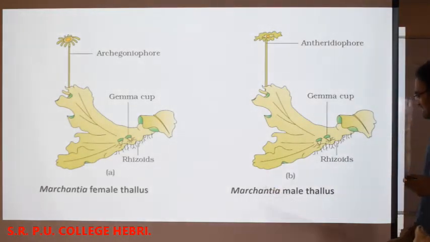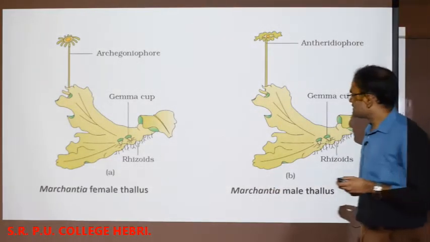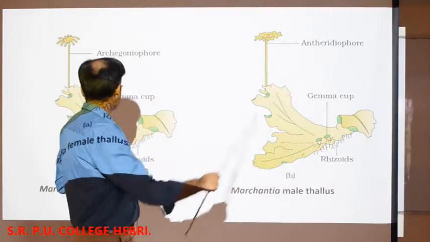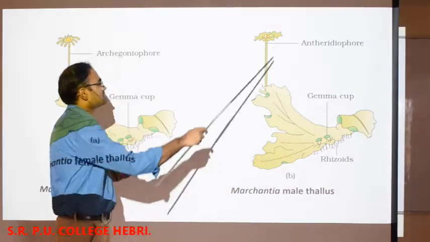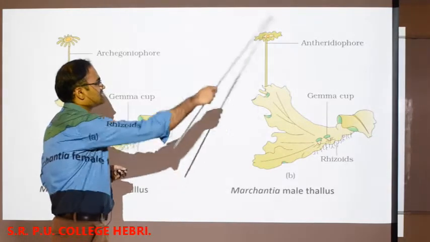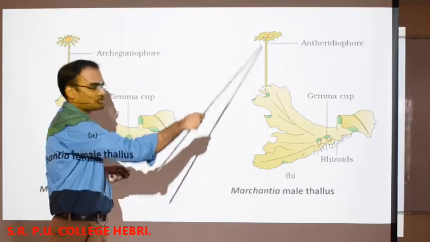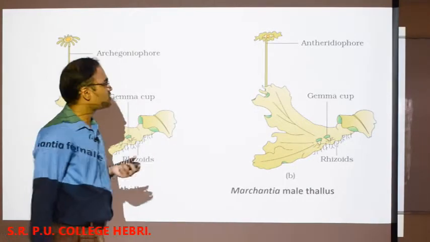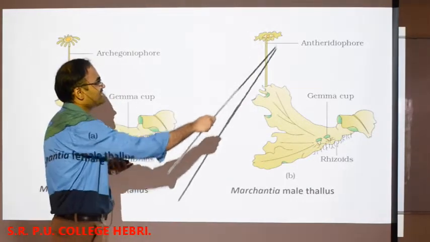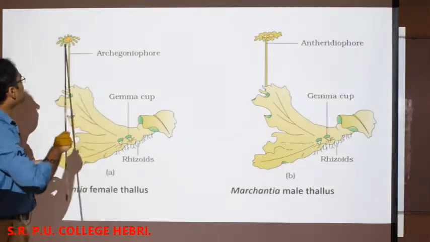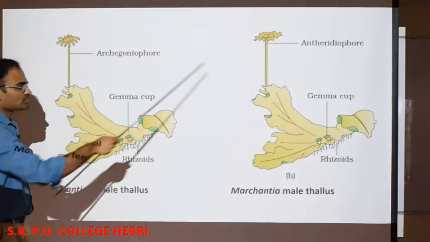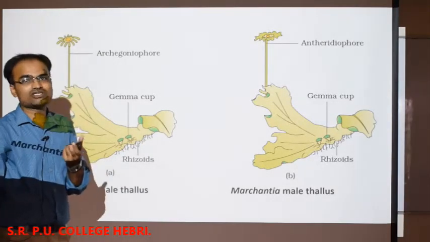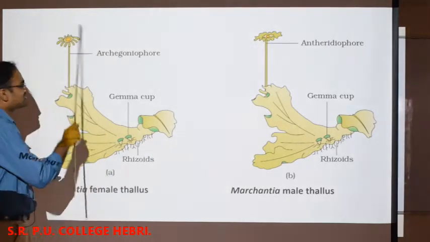Like that, this is the Marchantia male thallus. As it is a male, the thallus is the same as compared to the female one, but the sex organ has a stalk called the antheridiophore, which gives support to the antheridium. So here there is the antheridium, here there is the archegonium. Understood? So the supporting structures are there for antheridium and archegonium. At the top we can observe the sex organ.